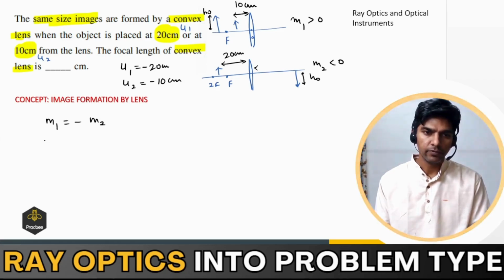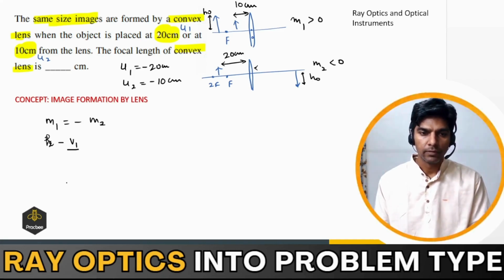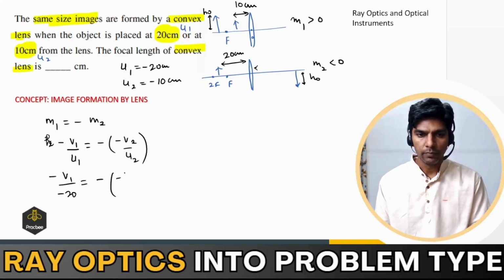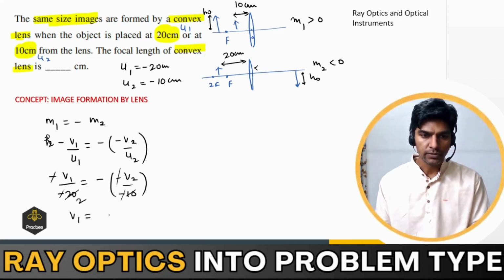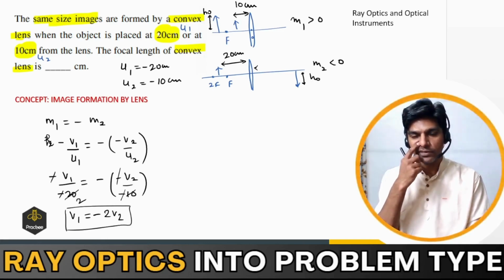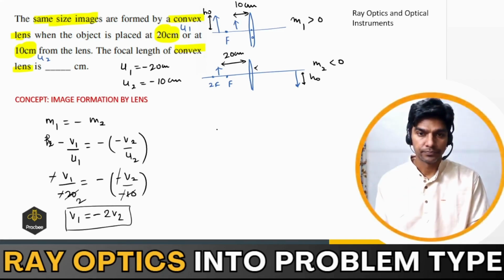So what is m1? M1 will be the height ratio, or we can also write this as minus of v1 by u1, and this can be written as minus of minus v2 by u2. Let us put the value. So minus of v1 divided by u1, which is minus 20, will be equal to minus of minus v2 divided by u2, that is minus 10. Now from this equation, this will give us 2 here, this negative will get cancelled out. So v1 comes out to be negative of 2 times v2. Okay, so we got the relation between the distances of the images from the optical center.